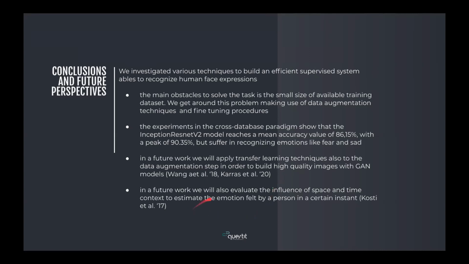Moreover, in future work, we will also evaluate the influence of space and time context to estimate the emotion felt by a person in a certain instant. Because, as I said at the beginning, we concentrate our attention on the face, but also the context where the person is embedded is important to estimate the emotion. But not only the context, but also the voice, the words. So these are all details that we can use to estimate the emotion.